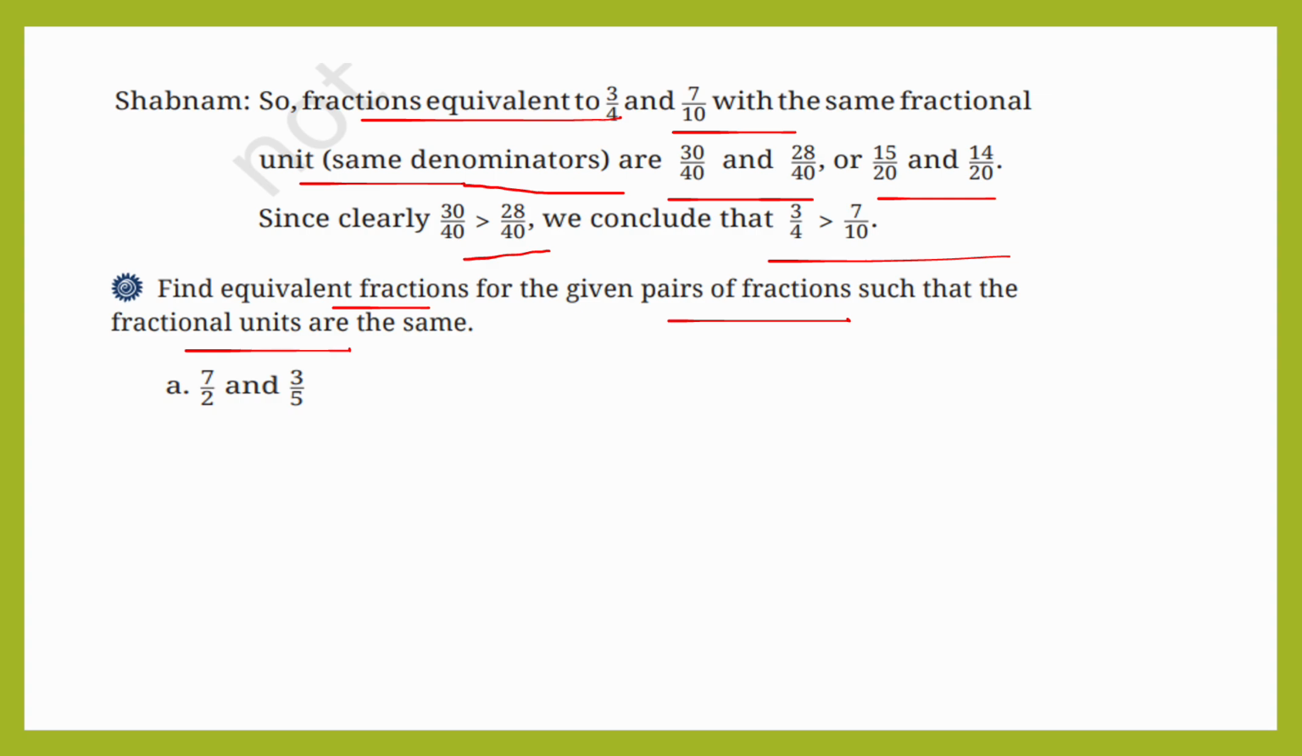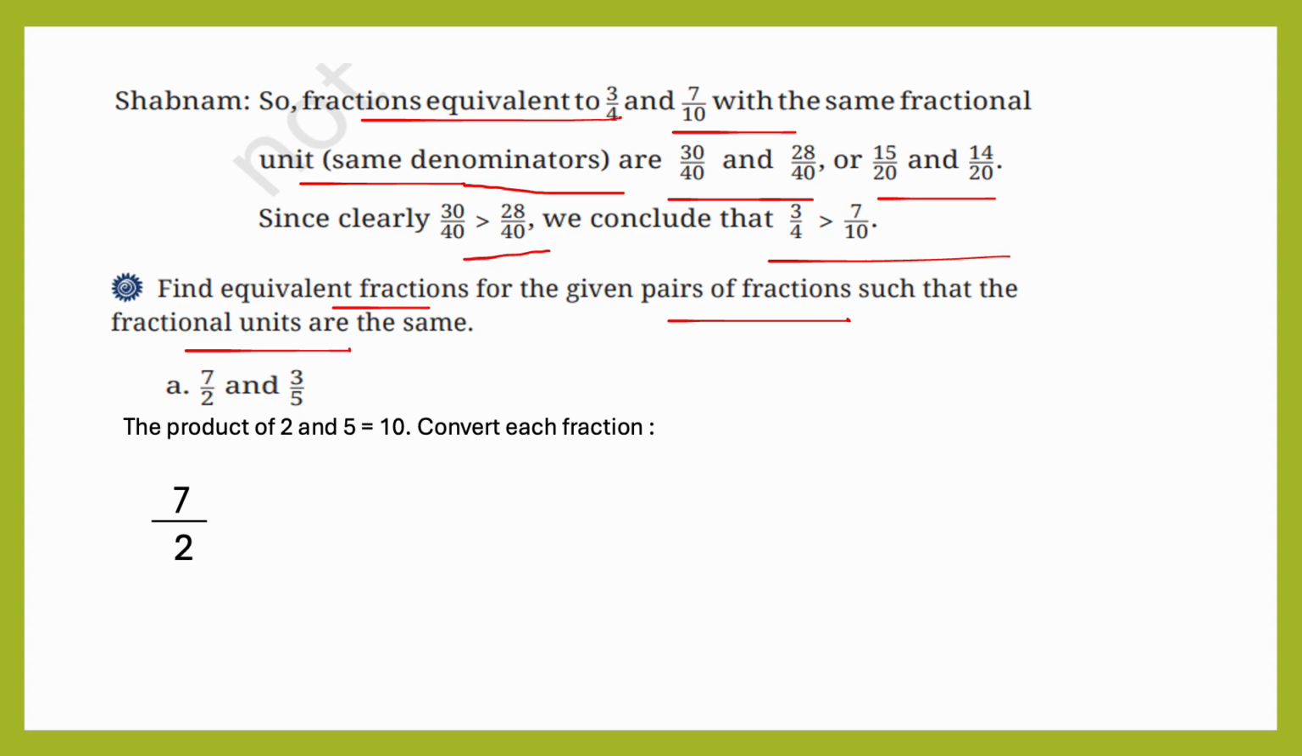See the first case, 7 by 2 and 3 by 5. We have given two fractions, 7 by 2 and 3 by 5. We have to find equivalent fractions for these pairs of fractions such that the fractional units are same. The product of the denominators 2 and 5 is 10. Then convert each fraction. 7 by 2, we have to convert this fraction into an equivalent fraction such that the denominator is 10.